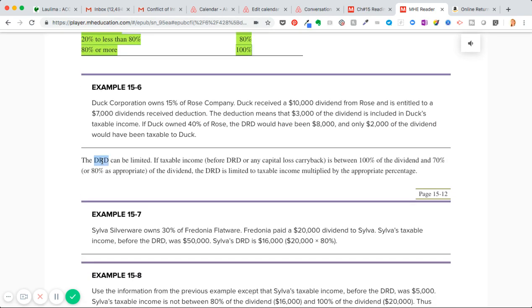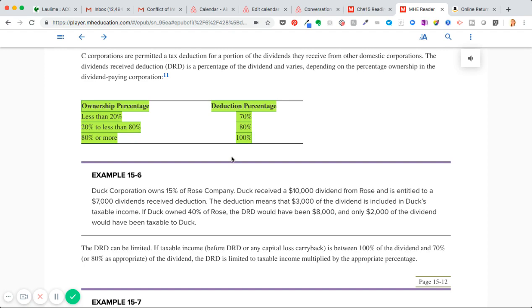It's initialed the DRD. It can be limited if taxable income before the DRD or any capital loss carryback, the one we just talked about, is between 100% of the dividend and 70% or 80% as appropriate of the dividend. The DRD is limited to taxable income multiplied by the appropriate percentage here. So that is a limitation.